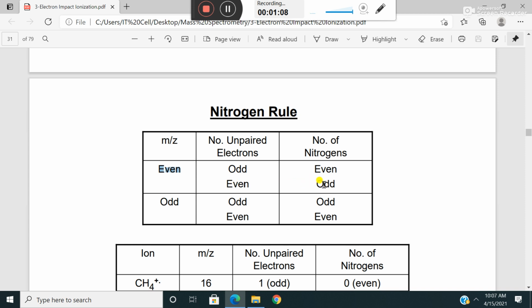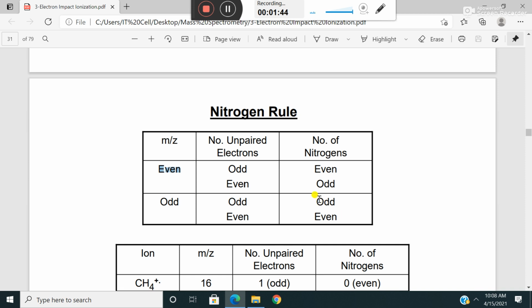This is the nitrogen rule. And what about the odd m by z value? There are two possibilities. Either you get the even m by z value or you get the odd m by z value. If you get the odd m by z value, there are two possibilities: either your number of unpaired electrons is odd or it is even. And if your m by z value is odd as well as your number of unpaired electrons is odd, it means that your nitrogen number should be odd.